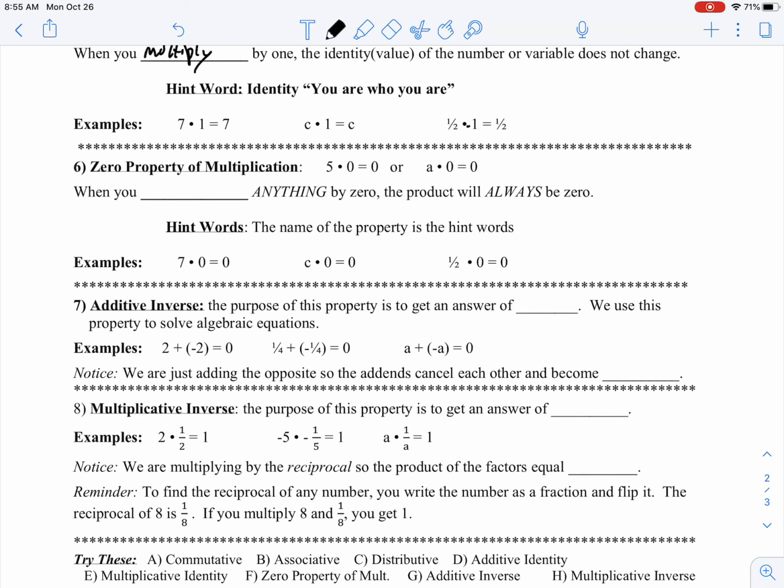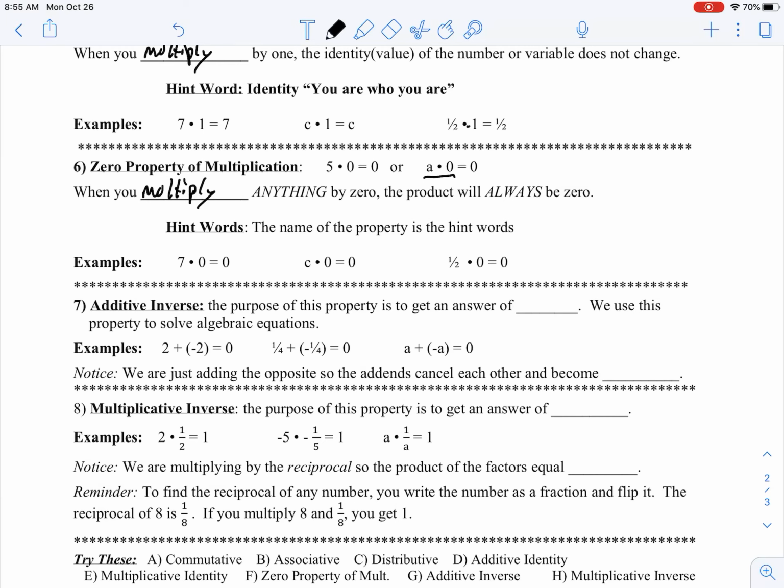That just tells me that any number times 0 will be equal to 0. So when we multiply anything by 0, the product will always be 0. So 7 times 0 is 0, C times 0 is 0, 1/2 times 0 is 0, anything times 0 is always 0. Next we have the additive inverse.